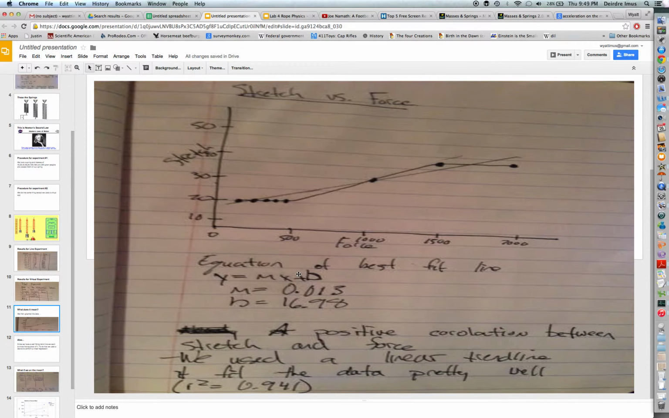As you can see, there's a positive correlation between the stretch and the force. We used a linear trend line, and it fit the data pretty well. Our R squared was 0.941. If it's 1, that means it fits the data perfectly.